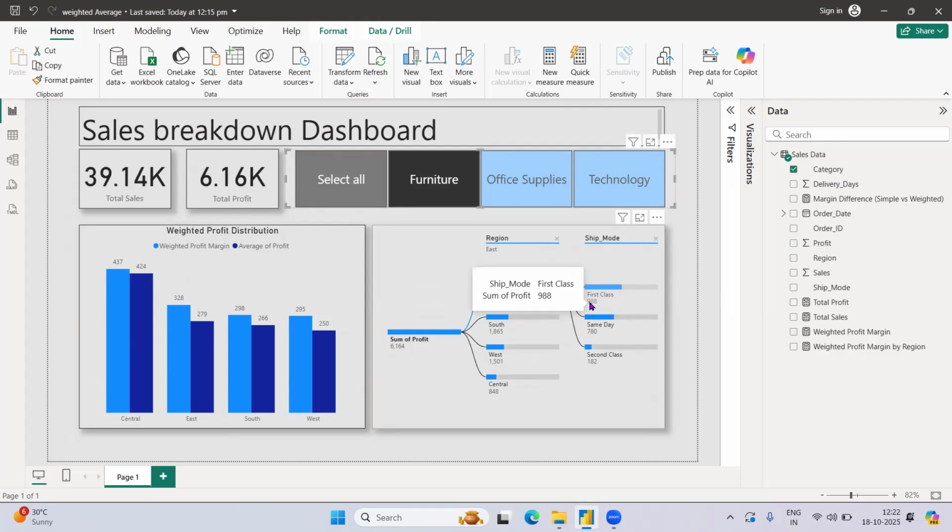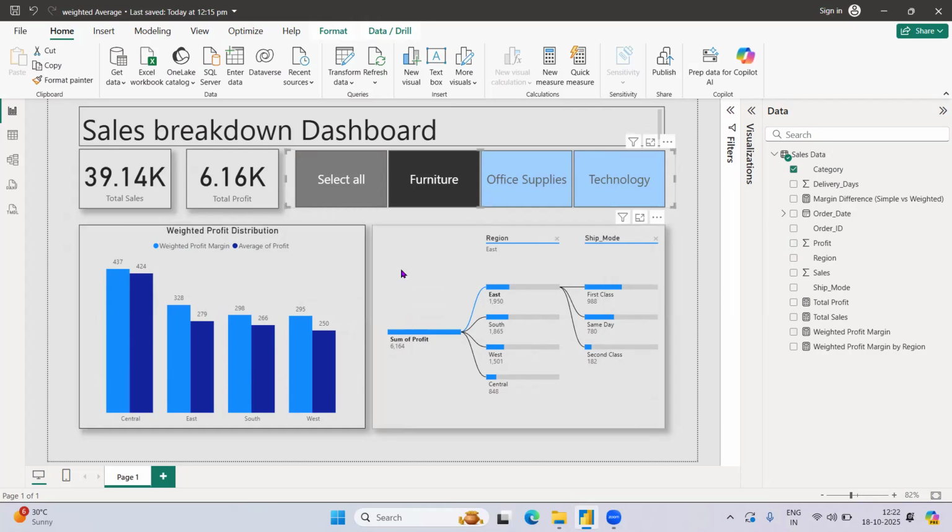So what I can do is try to sell my premium products in each region using First Class, and try to incentivize more so that my sales will increase. At the same time, I can also focus on my products which have lesser profit, but if they are selling on the same day, that will also increase my overall profitability, and the weighted distribution will be normalized, so the average and the weighted will come near each other. That is the healthier option for my business.